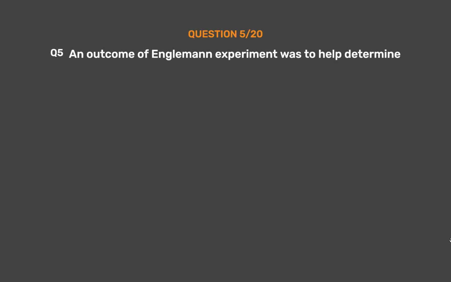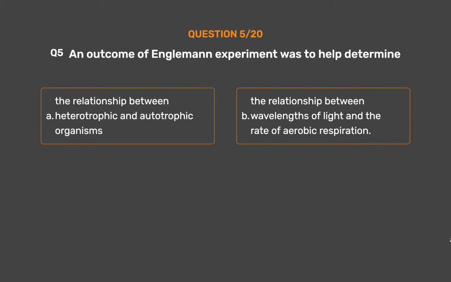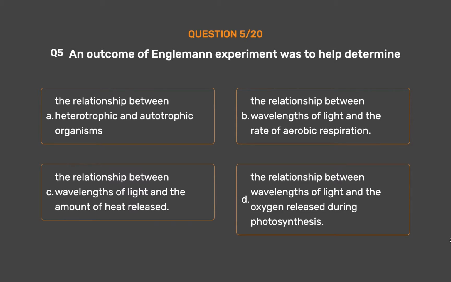Question number 5. An outcome of Engelmann experiment was to help determine option A. The relationship between heterotrophic and autotrophic organisms. Option B. The relationship between wavelengths of light and the rate of aerobic respiration. Option C. The relationship between wavelengths of light and the amount of heat released. Option D. The relationship between wavelengths of light and the oxygen released during photosynthesis.